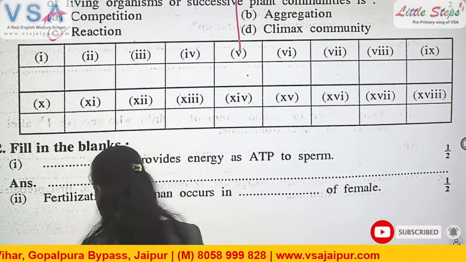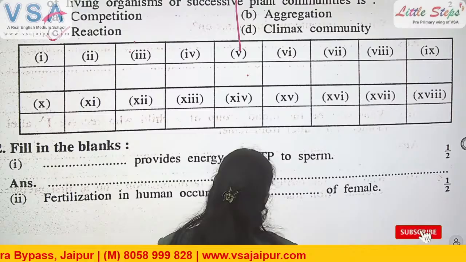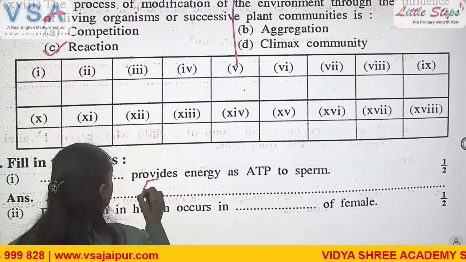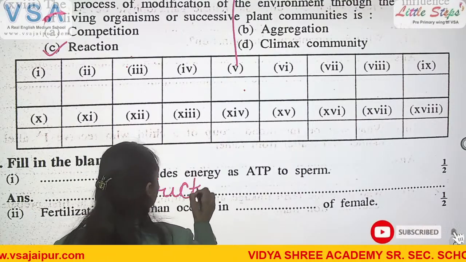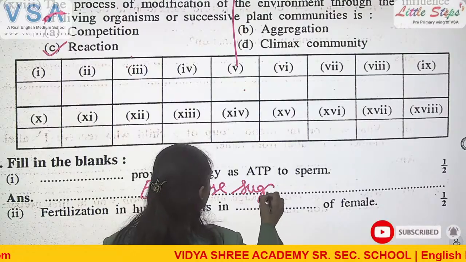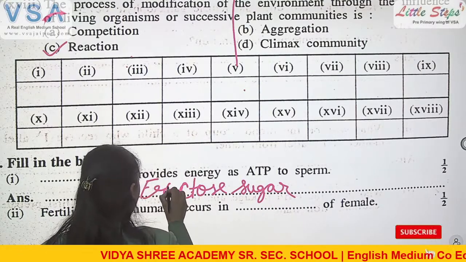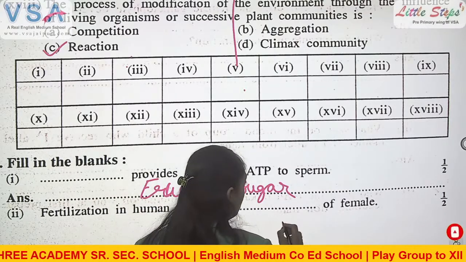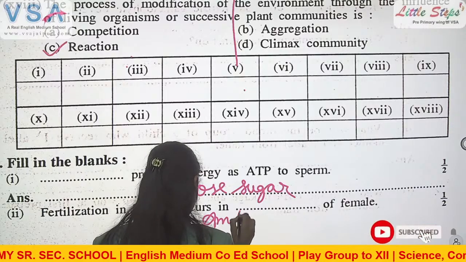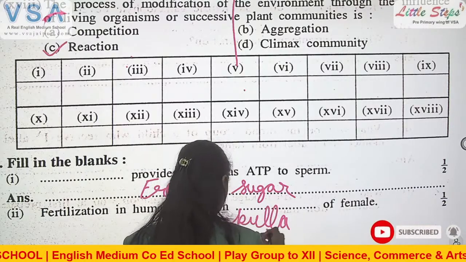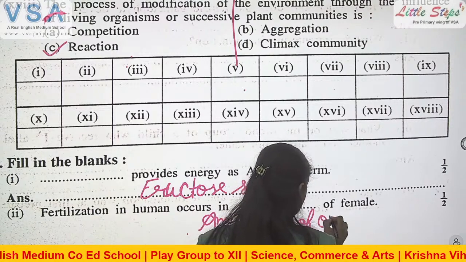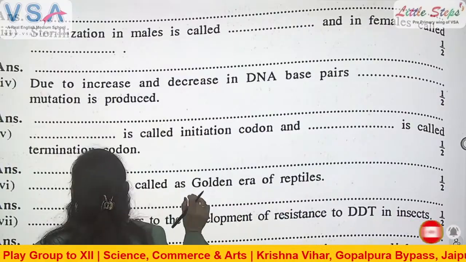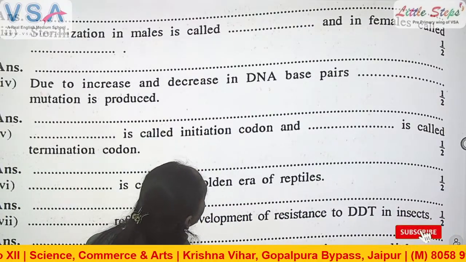Now fill in the blanks. The first is, provides energy as ATP to sperm. This is the fructose sugar. Okay, now the next is, fertilization in humans occurs in the ampulla of the oviduct. Now, the next is, sterilization in males is called and in females is called.